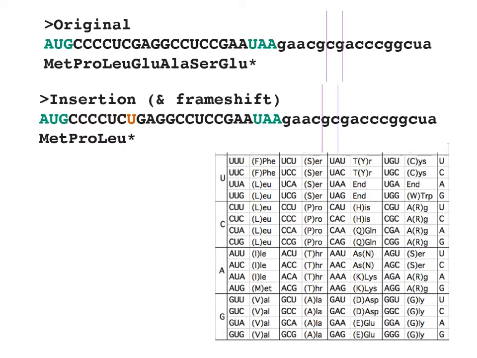Okay, insertion and frame shift. So if you insert one uracil, that actually creates, as we saw in what you did at the start of class, a stop codon, a premature termination codon, so you get a short protein.